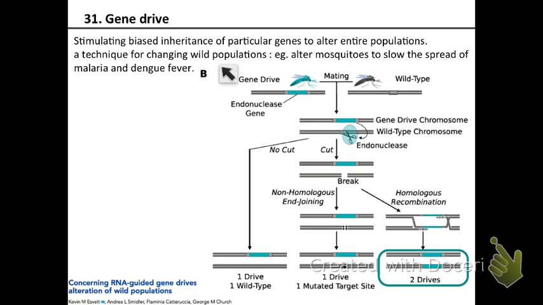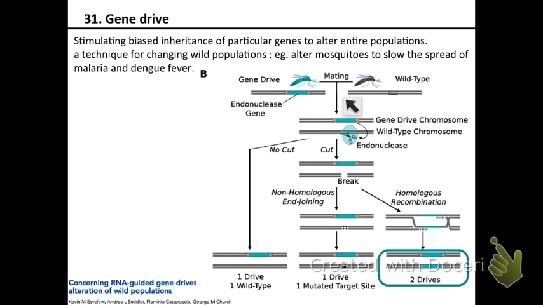So it can change wild populations, and some of the applications would be changing the mosquitoes so they can't carry the malaria parasite, right? So that would be one application for this, or dengue fever, etc. So the idea is this. You introduce a mosquito into the population that encodes at a given locus a gene that cuts the DNA, right? So this could be any endonuclease gene. In this case, it could be a CRISPR-Cas9 construct that you inserted here.